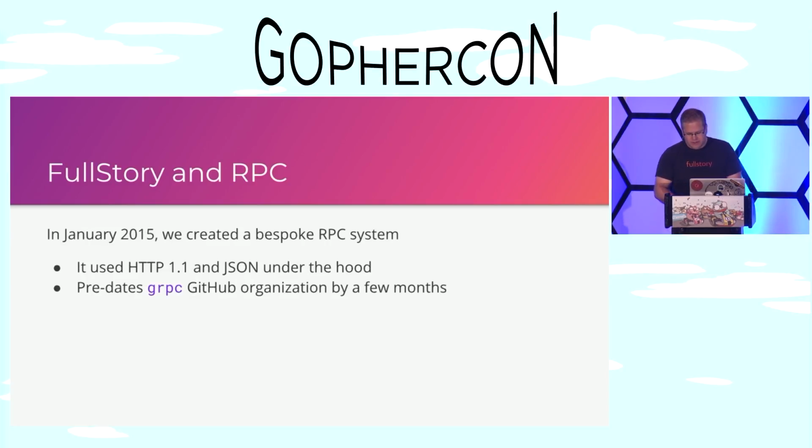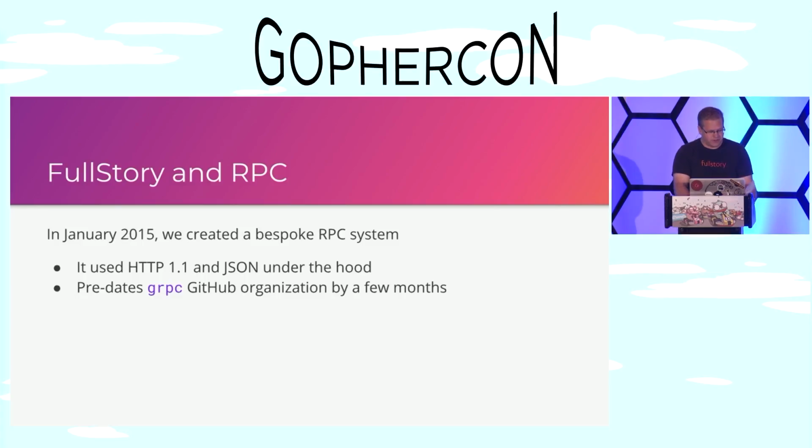So, a couple years ago, January 2015, we built a bespoke RPC system to connect all of our services, App Engine to backends, etc. It used HTTP 1.1. As I mentioned, we were using App Engine, so some of the clients were App Engine, and their only mechanism for talking out was via the URL fetch service. This predated gRPC, but only by a few months. And then another year later, gRPC 1.0 would be released.